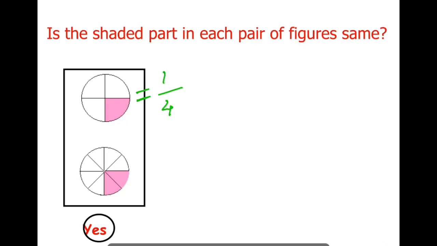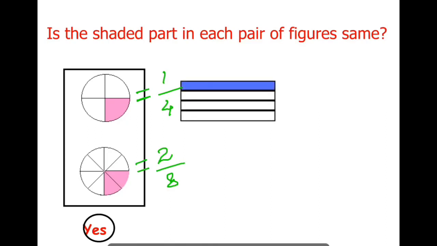Likewise, dear students, what do you have to say about this figure? Here the numerator is going to be 2, and what's the denominator? The total number of equal parts: 1, 2, 3, 4, 5, 6, 7, 8. Yes, exactly. So here the denominator is 8 and the numerator is 2. Now let's see another pair of figures.